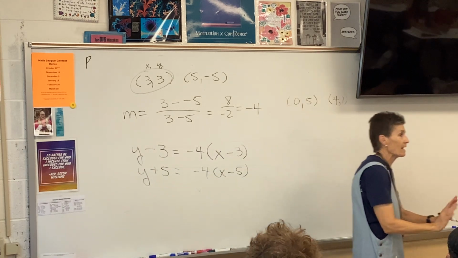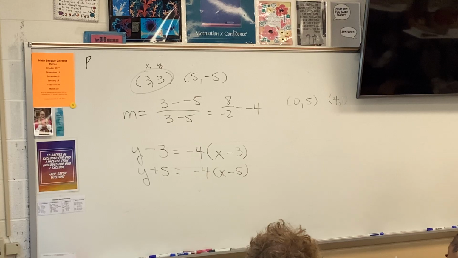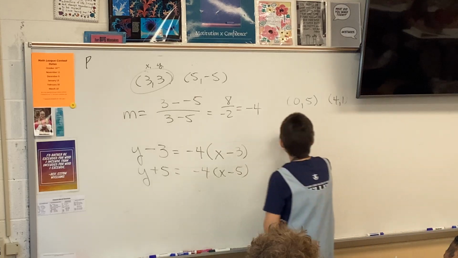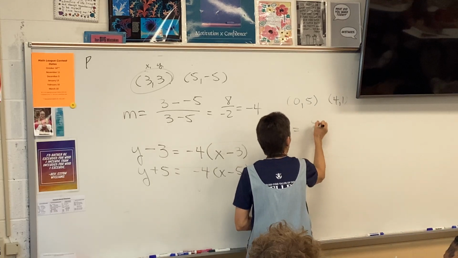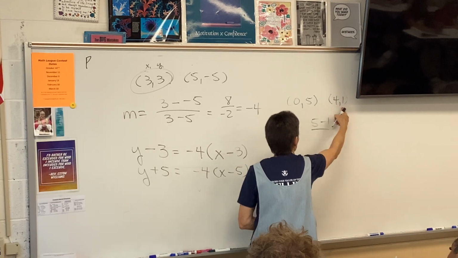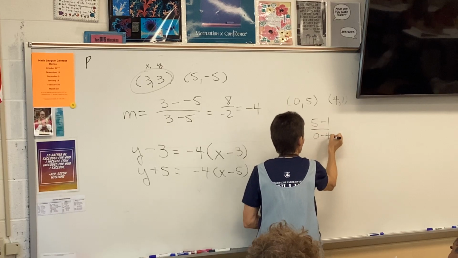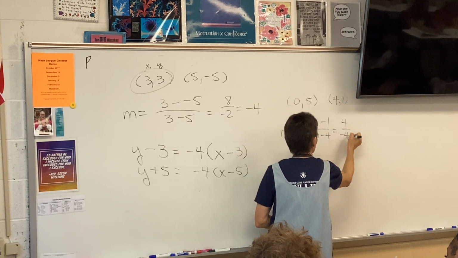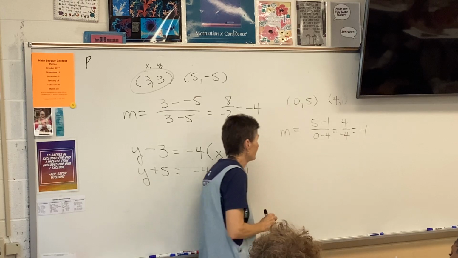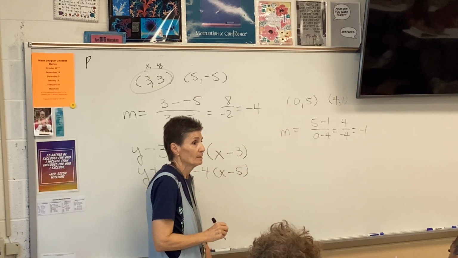We're gonna do everything exactly the same. So what's step 1? On the slope. So what is my slope? 5 minus 1 over 0 minus 4. I got negative 1 again, but I could have made a mistake. Is that okay?